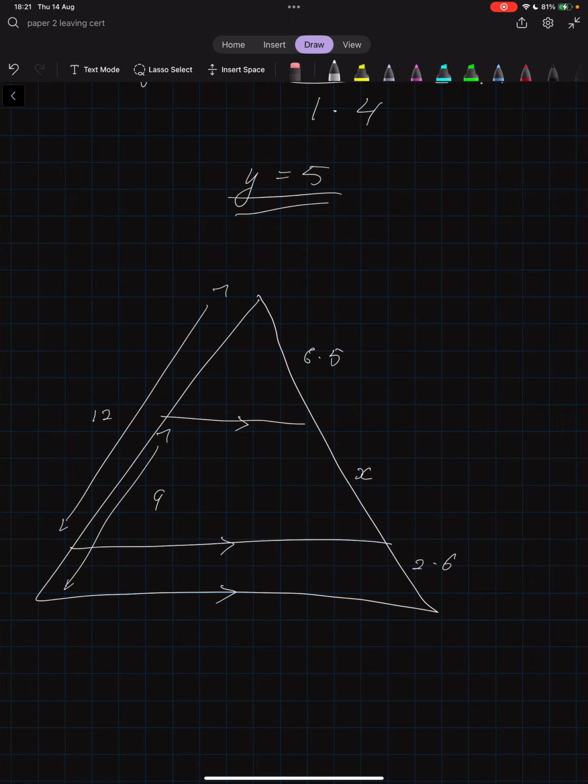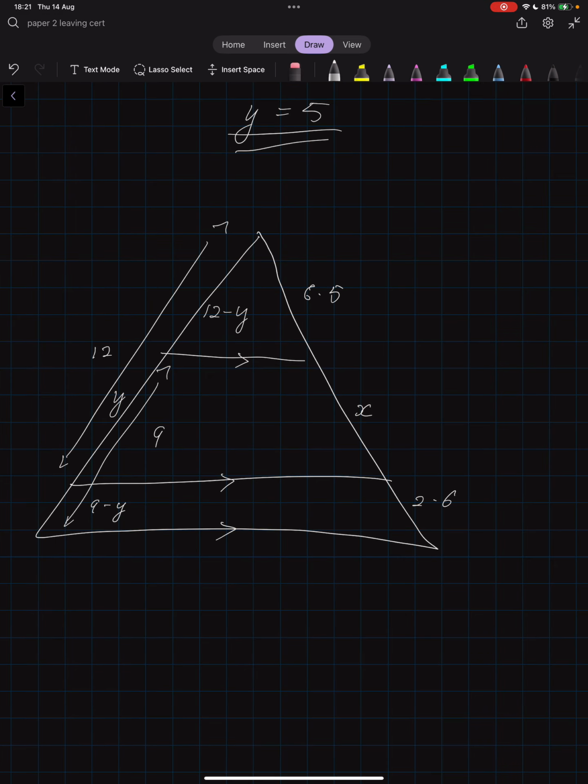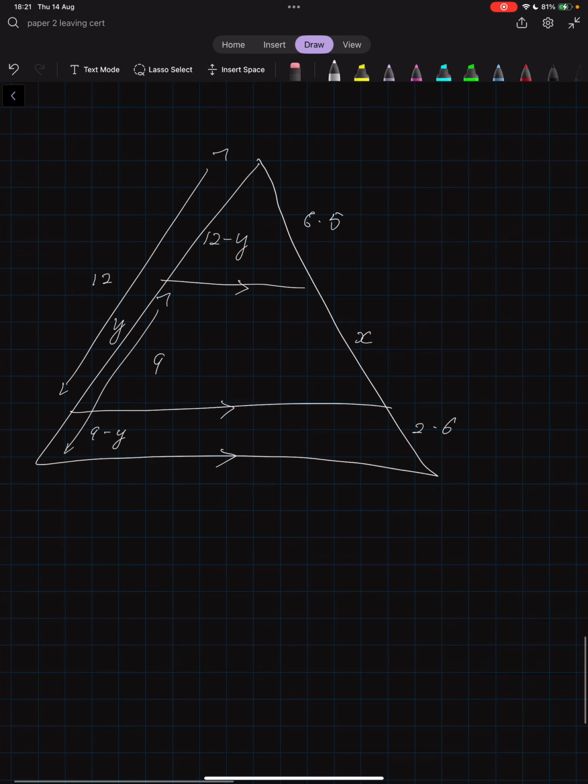All right. So now what I'm going to do is I'm going to call this length here Y. And then say this is 12 minus y, and on the bottom I get 9 minus y. Okay? So basically, I want to know what x is. To figure out what that is, there's 2 things I don't know. I don't know x and I don't know y, and therefore what I need is two equations.